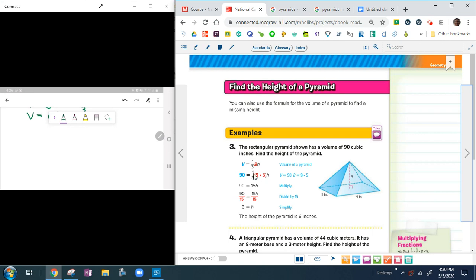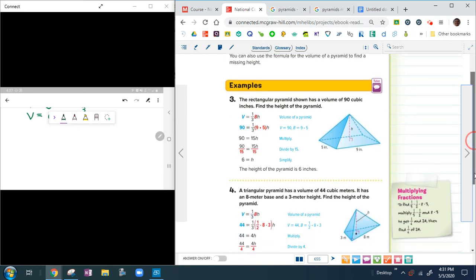We're finding that. Now, how did they get this 15? Simply multiplied the numbers that weren't the H. So 9 times 5 is 45, and then 1/3 of 45 is 15. All right, now you have a one-step equation. How do we isolate H? We use inverse operations. 15 times H, so we're going to cancel out the 15 by dividing by 15. Since it's an equation, you have to keep it balanced by doing it to both sides. 90 divided by 15 is 6, and that's what our height would have to be to give this pyramid a total volume of 90 cubic inches.